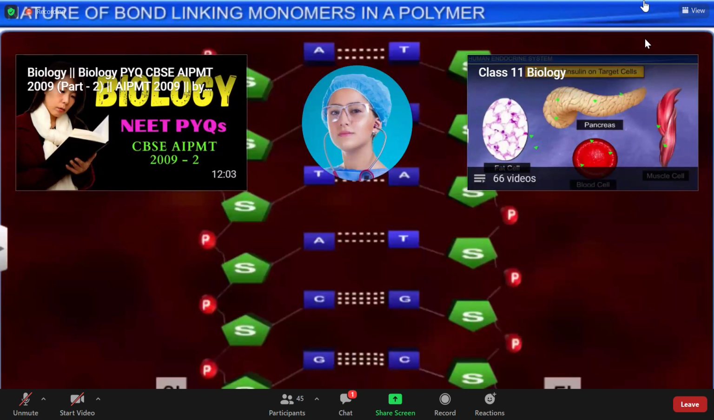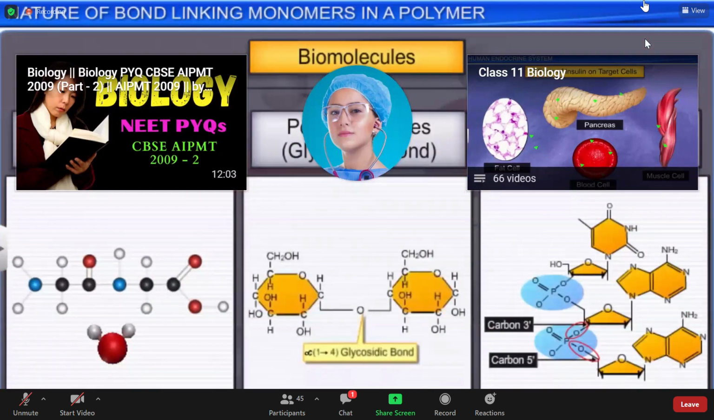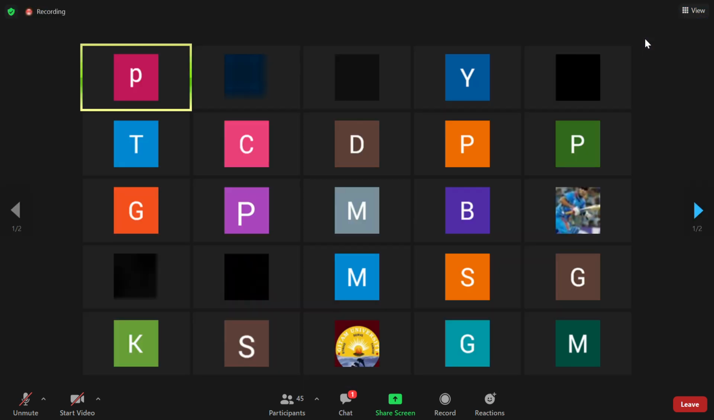The different types of bonds we have studied are crucial as they provide structure and stability to biomolecules and make them functional. This is the full study of biomolecules and their arrangements.